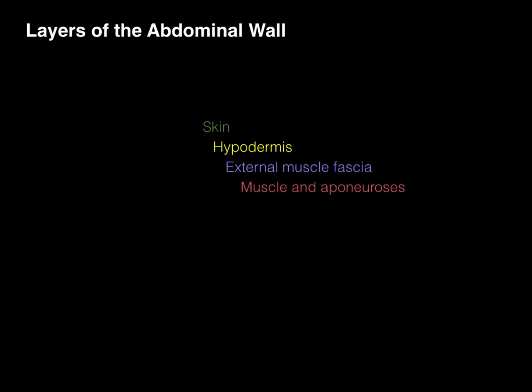And those 7 layers are as follows: skin, hypodermis, external muscle fascia, muscle and associated aponeuroses, internal muscle fascia, extracoelomic tissue, and finally a coelomic sac. And coelomic sac is the term I'll use for the mesothelium lining that internal surface of the body cavity.